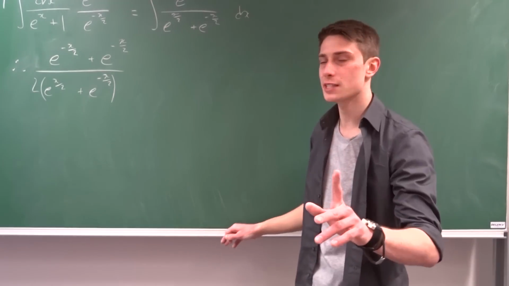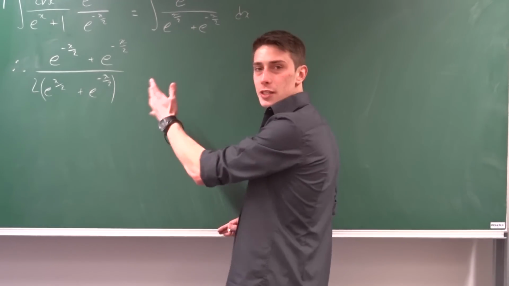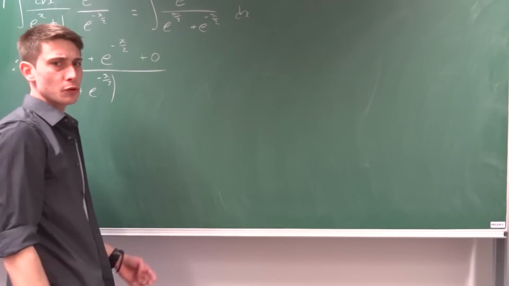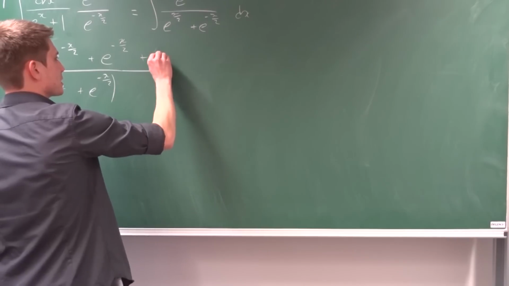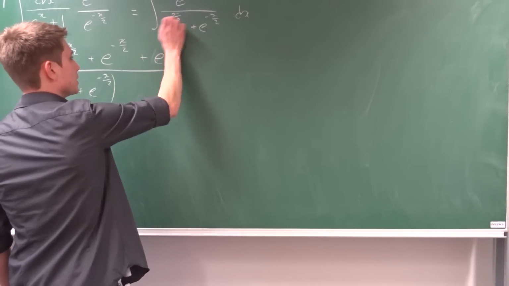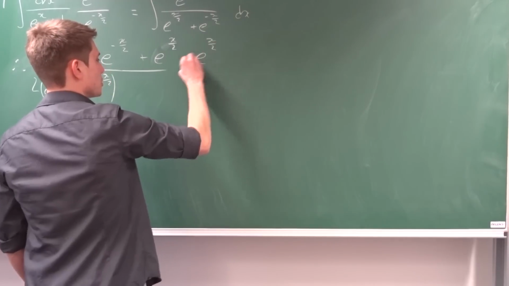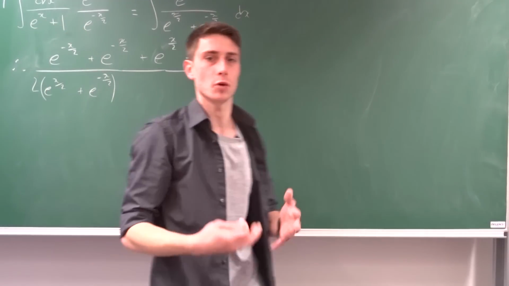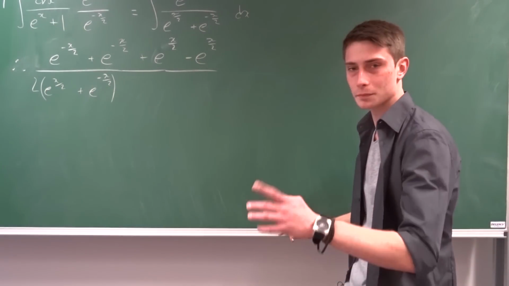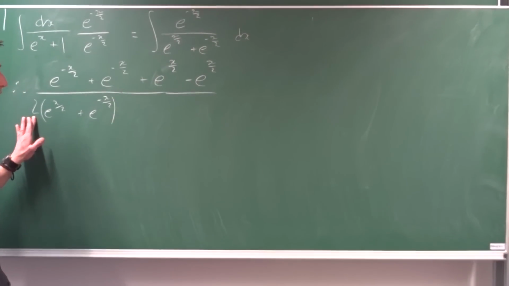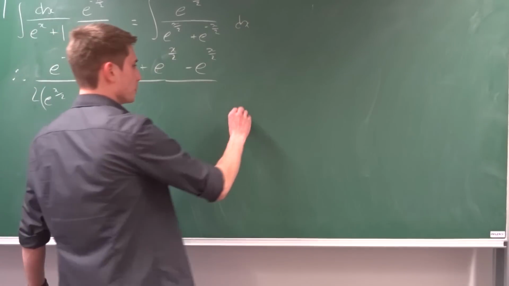And it wouldn't hurt us at all if we would add a 0 to this whole thing. It wouldn't change anything. But what is a 0? Well, a 0 is nothing else than saying it's e to the x over 2 minus e to the x over 2. So we can add something and subtract it right away and it won't change anything. And here's the nice part. We can also factor out this 2 right here and we can break this fraction up into 2 parts.